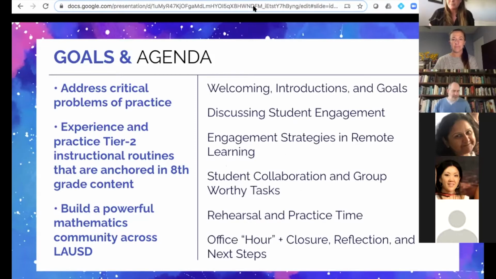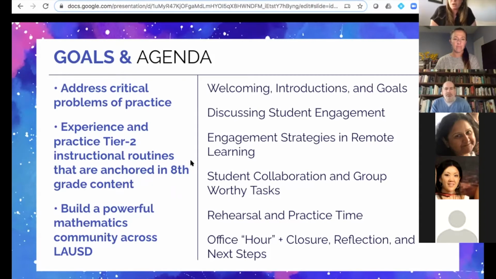The agenda right now, we're doing some welcoming and introductions. We're going to talk about student engagement and what it looks like and what challenges are presented with this distance learning reality. You're going to experience as learners, and we're going to explore 2 different instructional strategies. And then we're going to do some work on a group-worthy task, specifically focusing on how we can have students collaborate in distance learning.